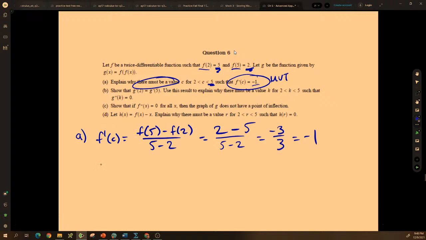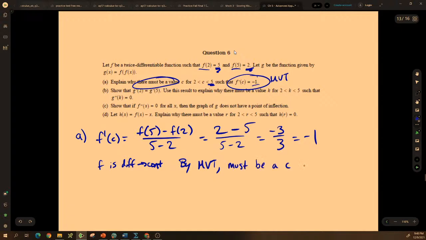So I'm going to say something like f is differentiable, therefore it's continuous. So by MVT, there must be a c for 2 less than c less than 5, such that f prime of c equals negative 1. This is more than enough because I showed my work up here. I do need to show that work though.